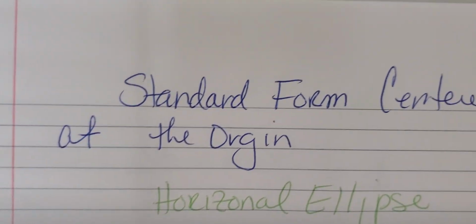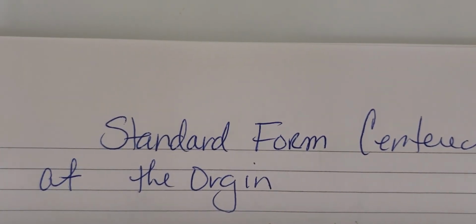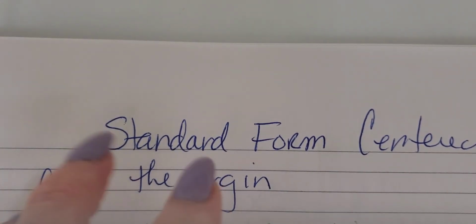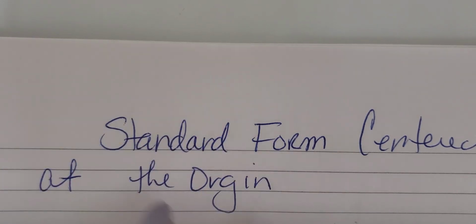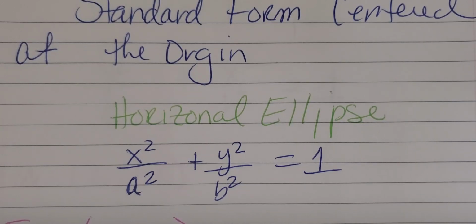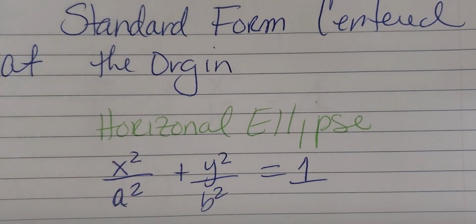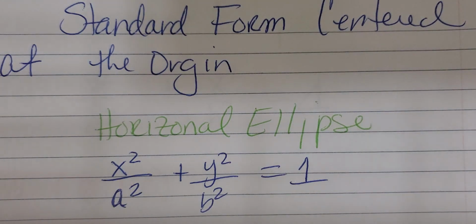Now let me give you the formula. Let me give you what this thing looks like in standard form. We are not going to move the ellipse off the origin. We're going to keep the center of this thing around the origin. So here's what standard form of a horizontal ellipse will look like. It's much different than the circle.